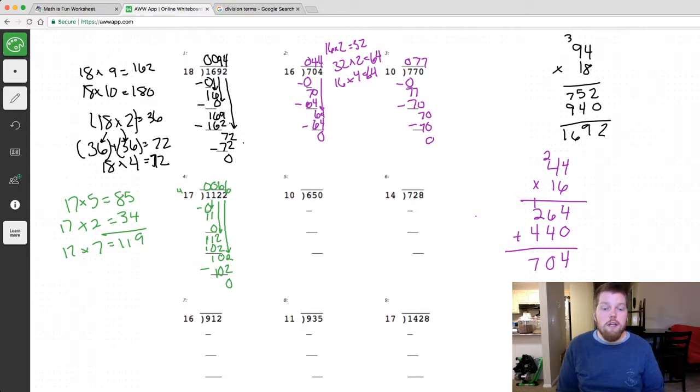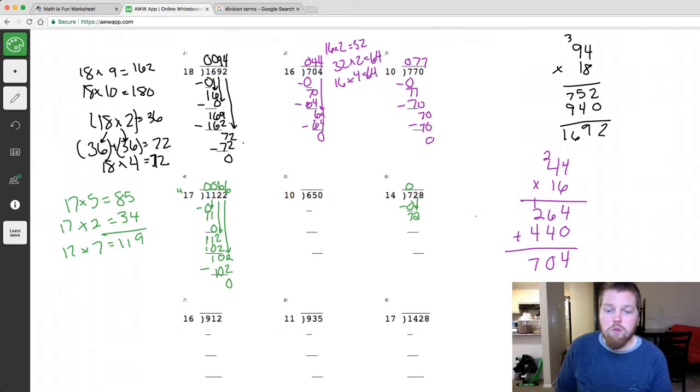Another one with 10, I think I'm just going to skip over that one because 10 is pretty easy to divide with, so let's go straight to number 6. 14 into 728. Can 14 go into the first place value, 7? No, it cannot. So we'll write 0. 0 times 14 is 0. Let's do subtraction. 7 minus 0 is 7. And we'll carry down the 2.